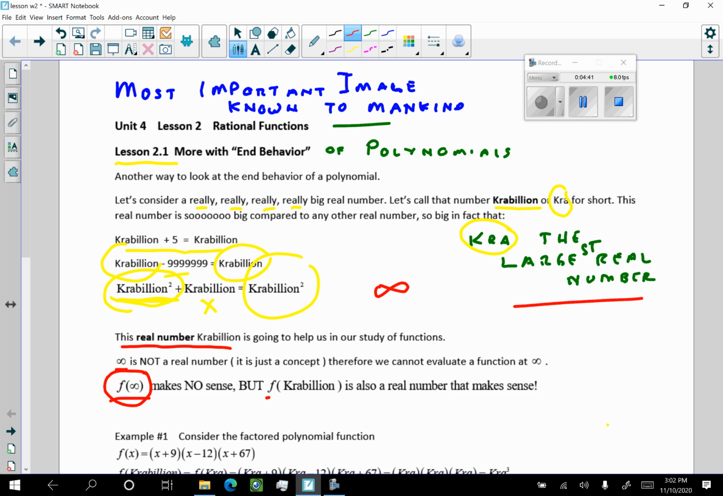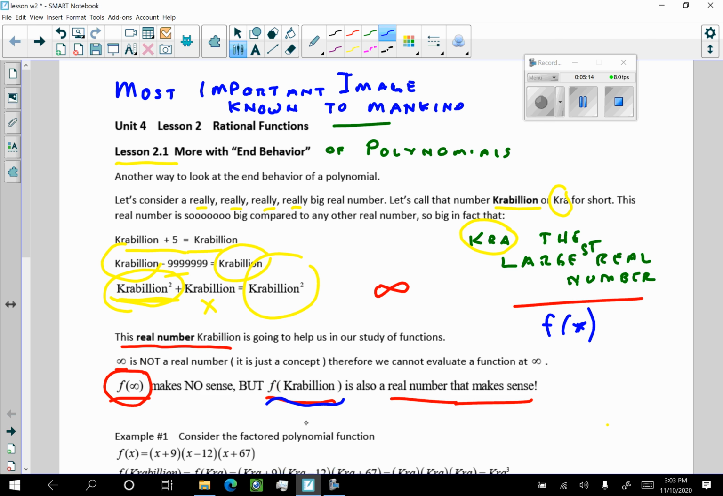However, f of Krabillion is a real number. That makes sense. And we're going to talk about f of Krabillion. It's a real number that makes sense because if I have any function f of x, and I put in a real number, then, provided I'm not dividing by zero or something, it's going to output a real number. So f of Krabillion is a real number.